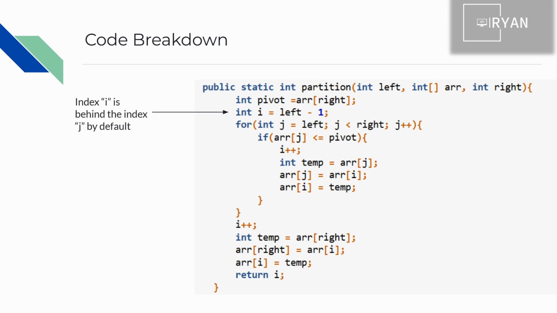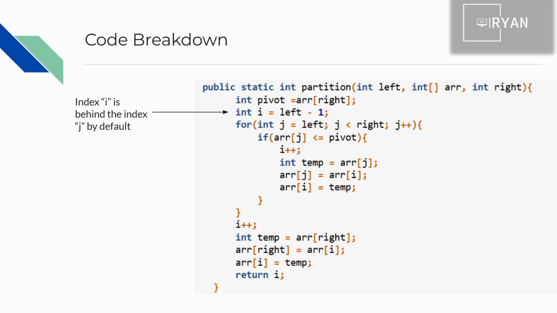Here we say that our index i is behind the index j by default. To do this, we assign i the following value, left - 1. So if you're wondering how it works, we use i to track the position where the next smaller element than the pivot should go. Initially, i will start before the beginning of the array being sorted, meaning i equals -1. Since arrays start with the index 0, i will be -1.